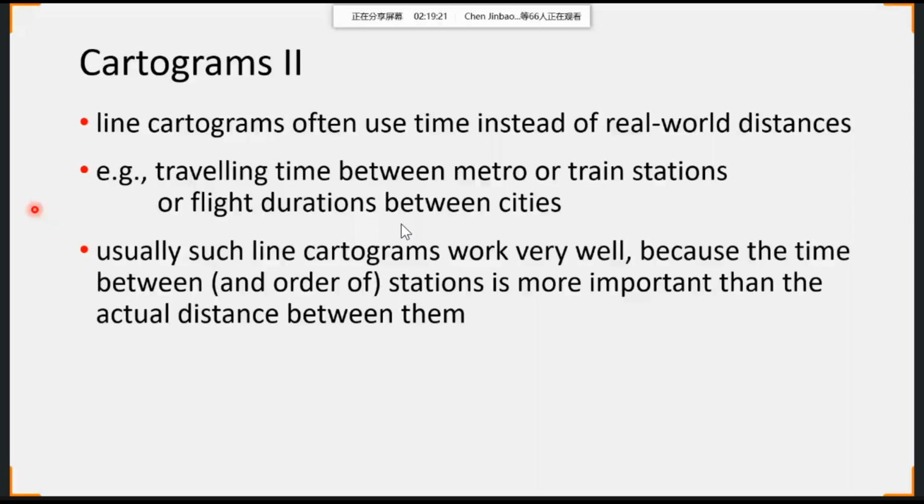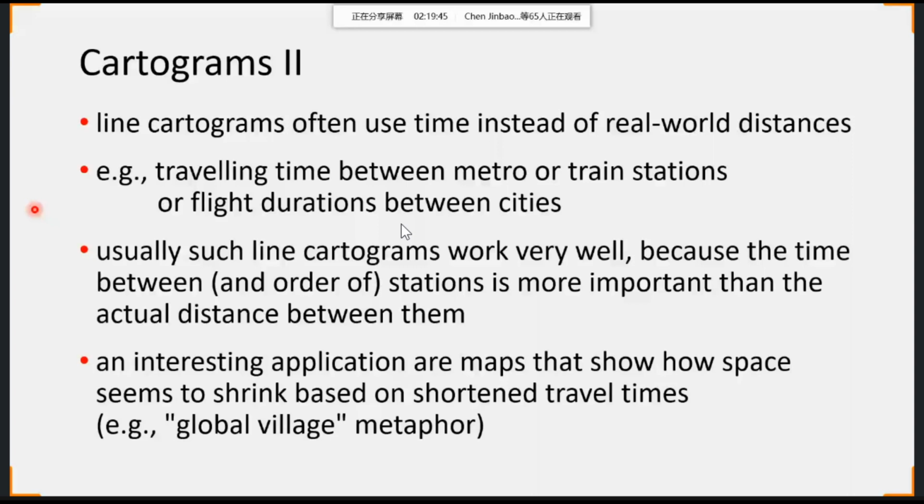And the traveling time here is, in fact, more useful than the real-world distance. So we do not care how many meters two stations are from each other when we're sitting in the subway, but we do care about the time we need to travel from one station to the next. Therefore, this is a very useful approach for subway maps, for example. An interesting application are maps that show how space seems to shrink based on shortened travel times. So you can say these are kind of visualizations of the global village metaphor. You will also see examples for that.